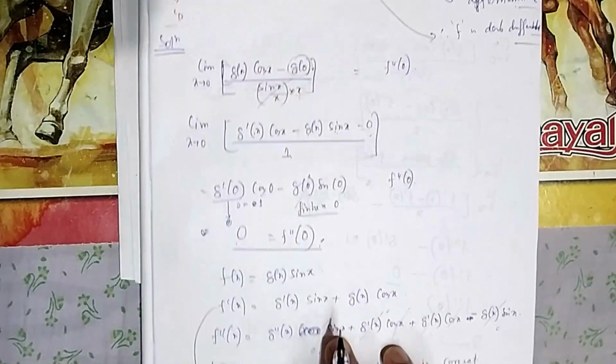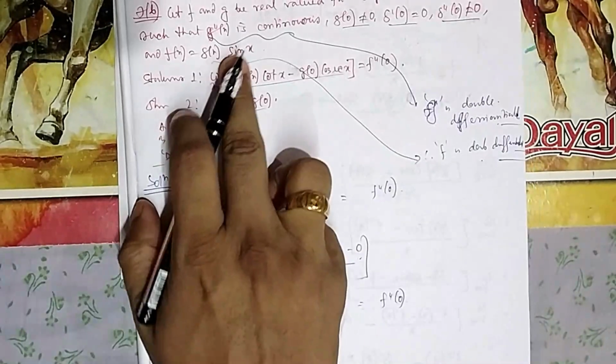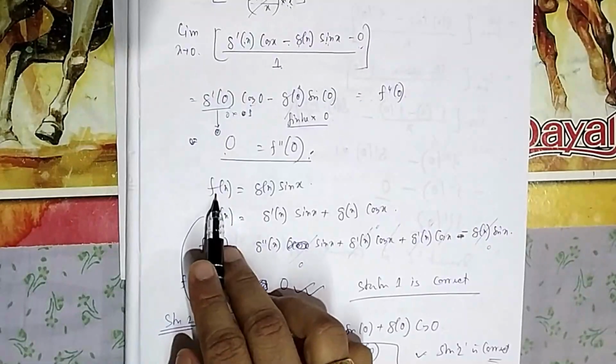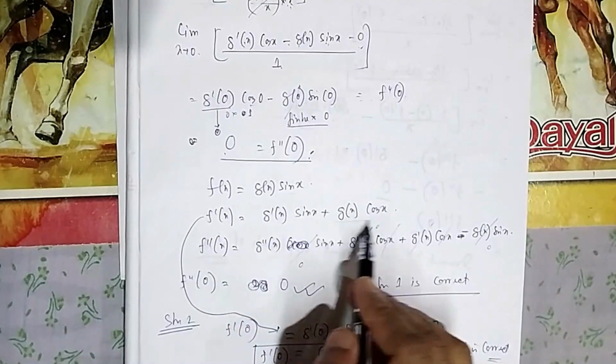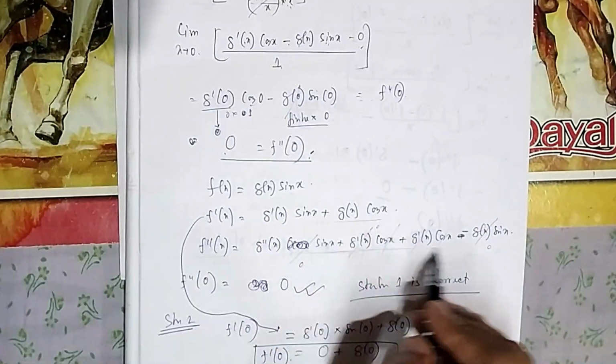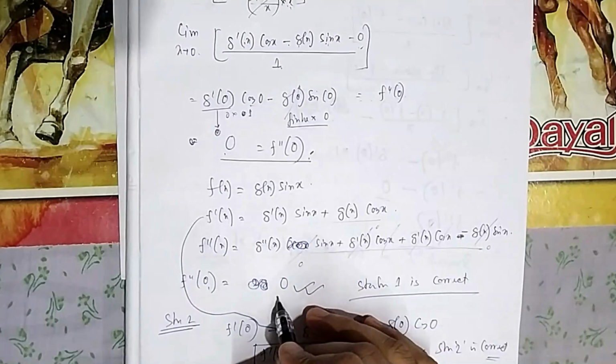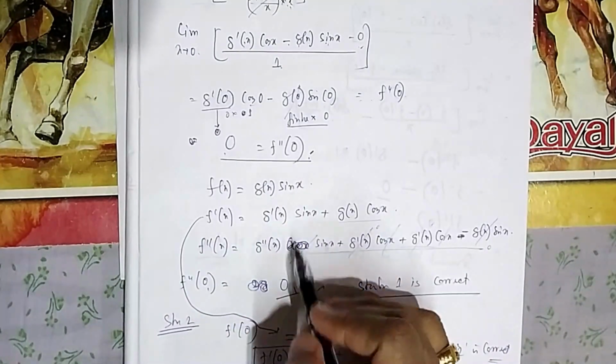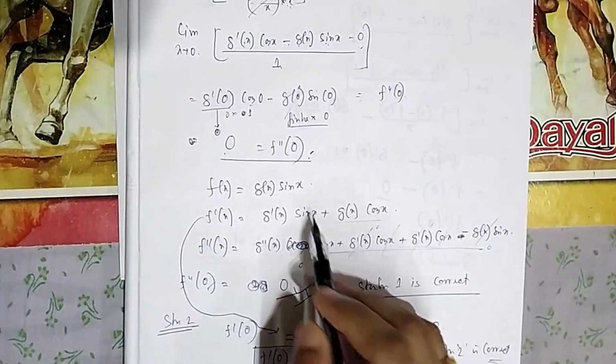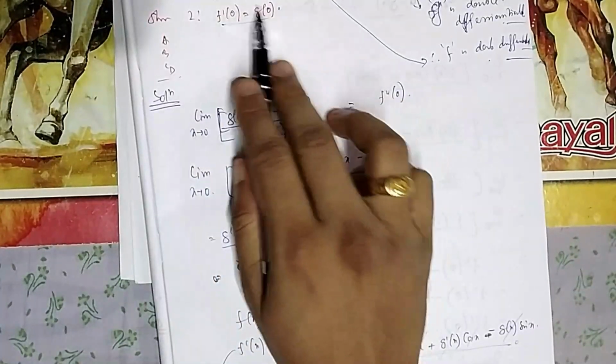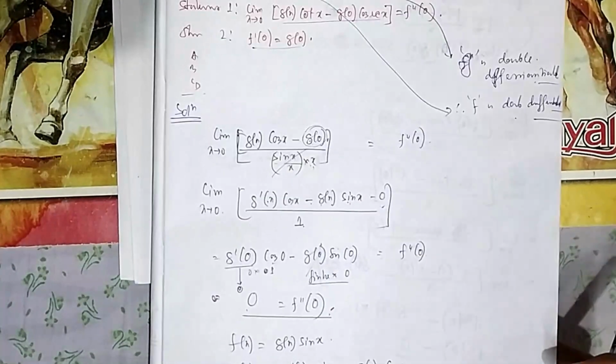So let us check f double dash, because fx they have given already as gx into sin x. Let us check with gx equal to sin x. What is f dash x? You differentiate it, and differentiate again for the double dash, put 0, and you will find the answer is 0. So statement 1 is correct, because f double dash is actually 0, and this one is also 0, so it is equal to f double dash 0.